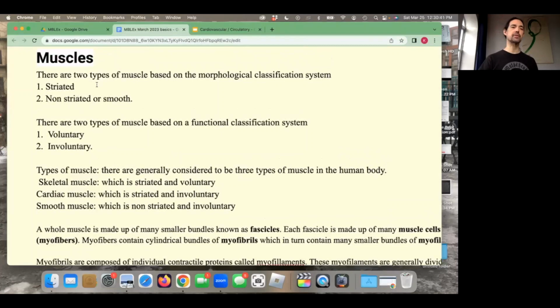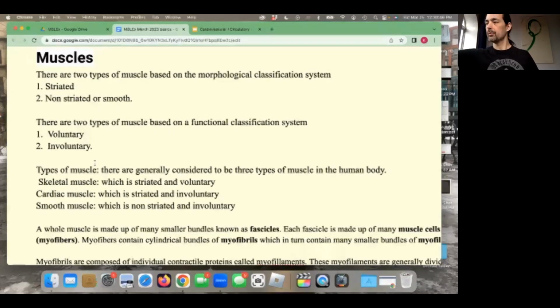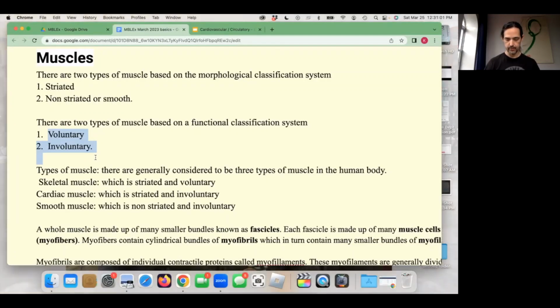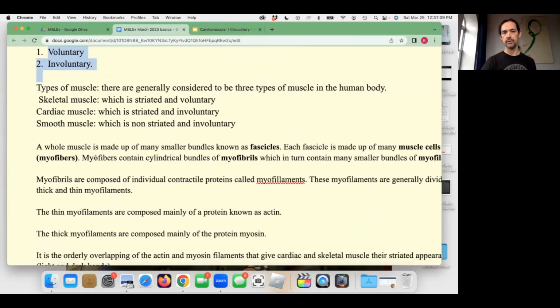And this is a thing that I've seen in doing practice tests. This is a thing that I've seen people get confused on, which is that they don't have it clear in their minds that striated and smooth is a separate classification system from voluntary and involuntary. And that's a separate system from skeletal, cardiac, and smooth. So I think it's really important to get that clear so that you do not confuse those. Okay.